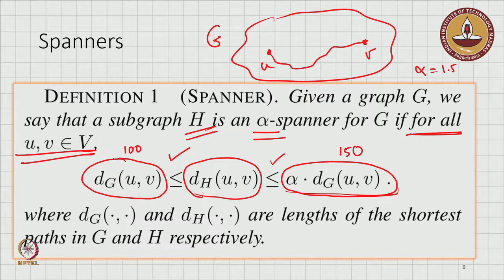So this is the definition of a spanner. And why would a spanner be useful? Only if H has a far fewer number of edges than G. If that's the case, then H will occupy a lot less space and will be a very good approximation of graph G.